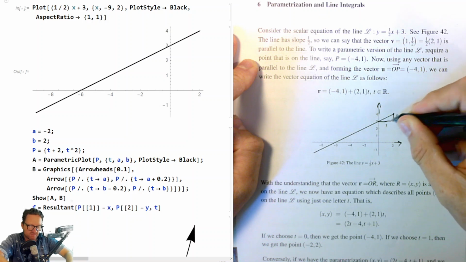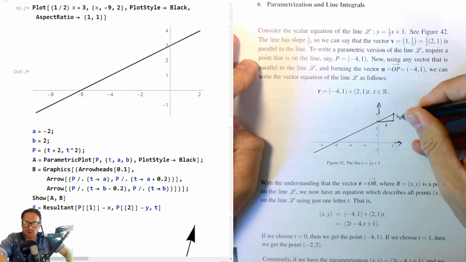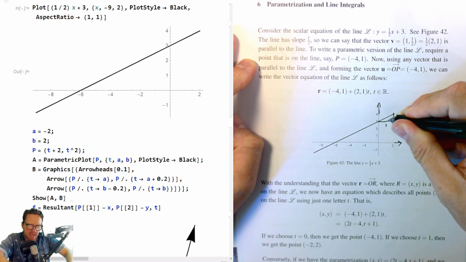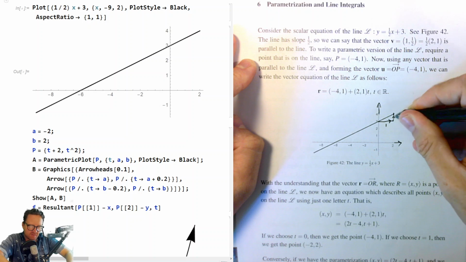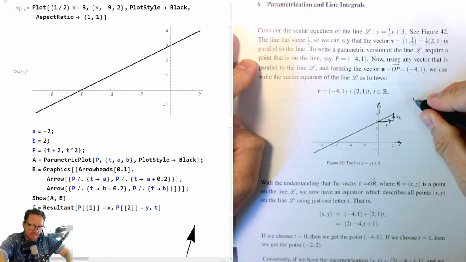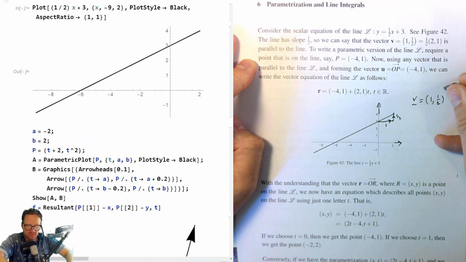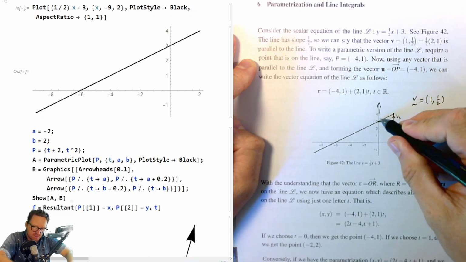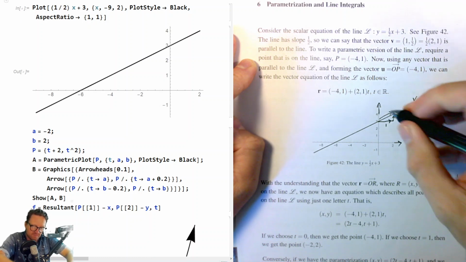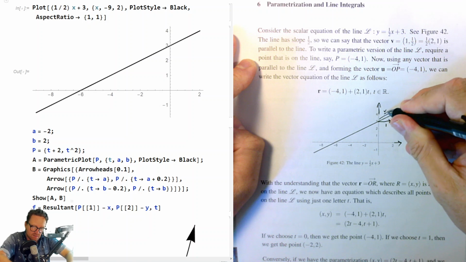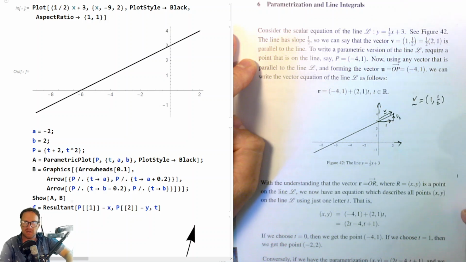Now viewed in terms of a vector, I go in the i hat direction, 1, and in the j hat direction, 1/2. And so I can view that as the vector v is 1, 1/2. So I go 1 unit to the right and 1/2 units up. So here I've got a vector v that's parallel to the line.